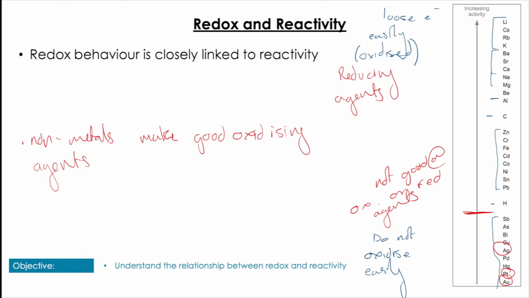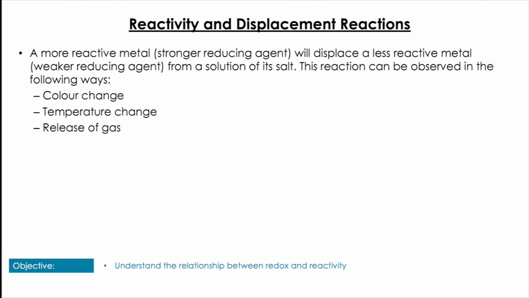We can use the reactivity of metals to help us find the outcomes of displacement reactions, because in a displacement reaction, the more reactive metal, the better reducing agent, will always displace the less reactive metal. And we can use 3 different methods to find if a reaction is occurring. So we can have a color change, temperature change, or release of gas.